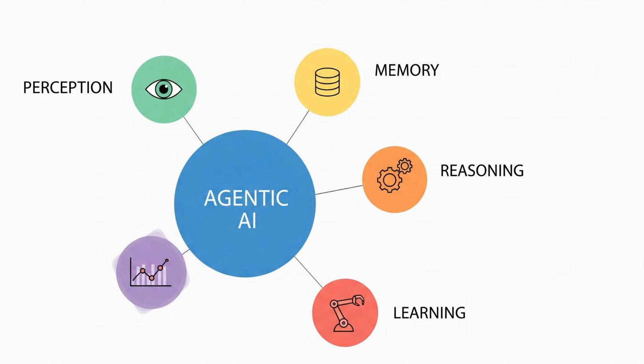Let's start with a clear definition. An agentic AI is an autonomous system that perceives its environment, maintains internal state or memory, reasons and plans across multiple steps, takes actions, and learns from outcomes. Think of it like a small decision-making brain with sensors, thinking layers, and actuators.